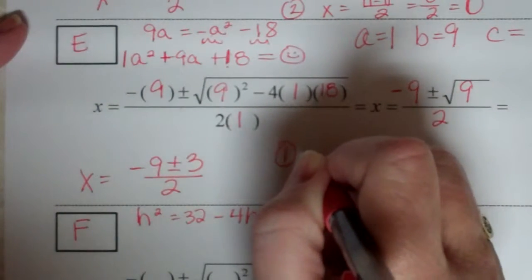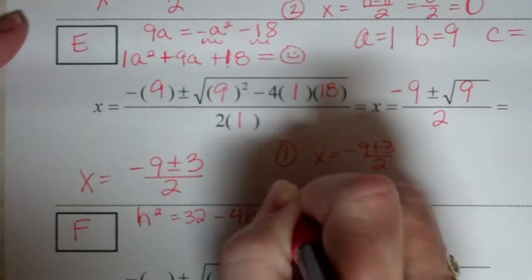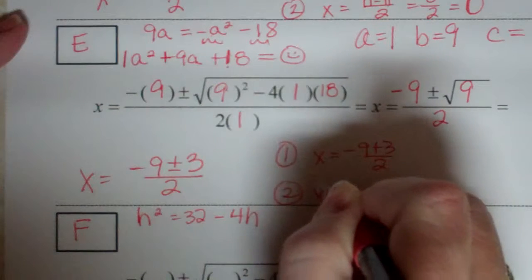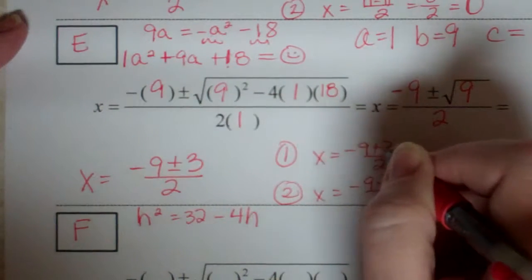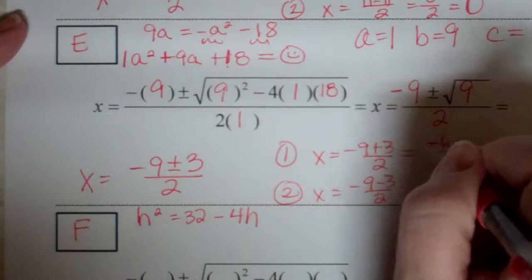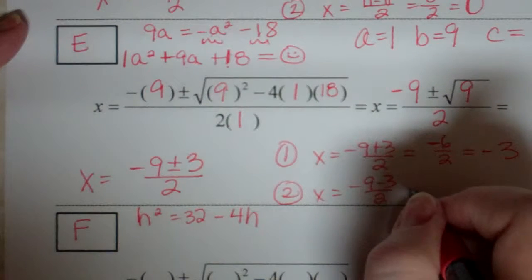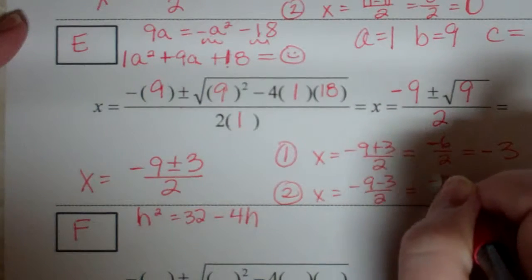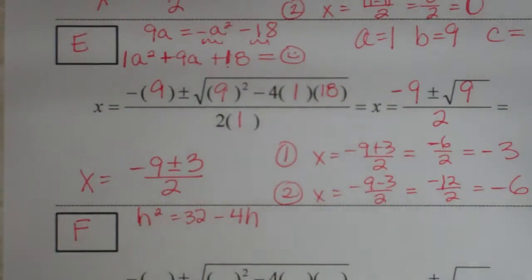Alright, so the first one is negative 9 plus 3 over 2, and the second one is negative 9 minus 3 over 2. Negative 9 plus 3 is negative 6, divided by 2 is negative 3. Negative 9 minus 3 is negative 12, divided by 2, which is negative 6. And I've got my two answers.